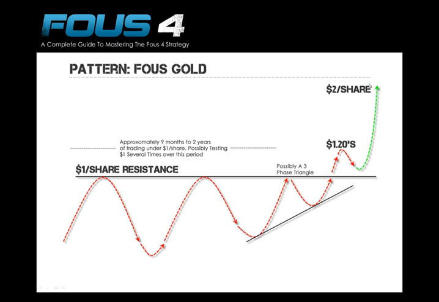Because as soon as it goes up to 2, it's just as fast as it rose. It can and does fall back down to 1, and potentially even lower from there. So you need to take your profits on these gold patterns and be very, very diligent.